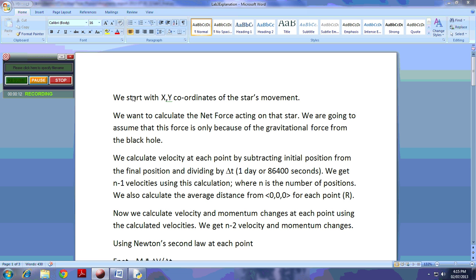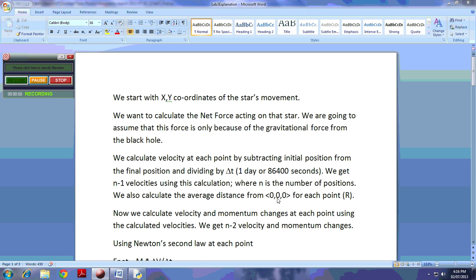So, you have to start with the x-y coordinates of the star's movement. You want to calculate the F-net force acting on that star. We are going to assume that this force is only because of the gravitational force from the black hole that the star is orbiting around. We calculate velocity at each point by subtracting initial position from final position and dividing it by delta t, which is 1 day, or 86,400 seconds. We get n-1 velocities using this calculation, where n is the number of positions.